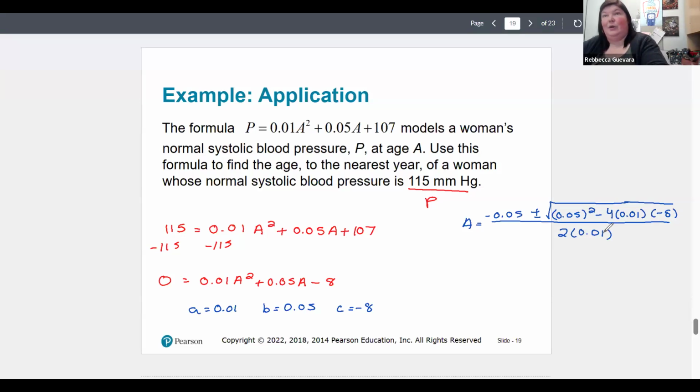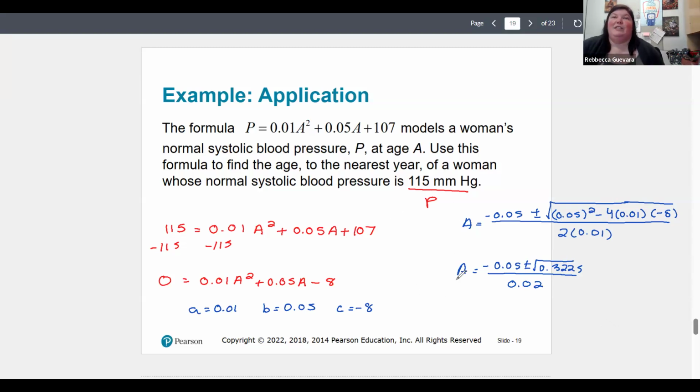All right. So I'm just going to do this: 0.05 squared minus 4 times 0.01 times negative 8. Okay, that is equal to negative 0.05 plus or minus the square root of 0.3225, divided by 0.02.